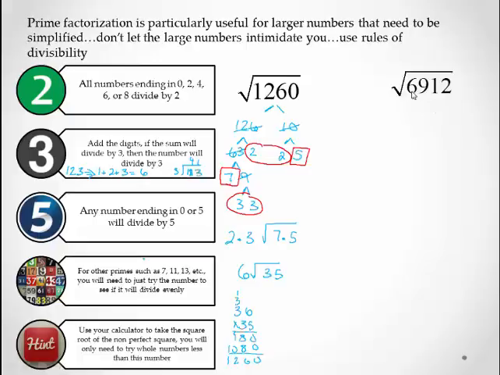6912. Now I'm going to add all these together and just check to see if it divides by 3. So 6 plus 9 is 15, plus 1 is 16, plus 2 is 18. So this number does divide by 3. It will also divide by 2. I'm going to go ahead and divide by 3. 3 goes into 6 twice, 9 3 times, 1 0 times, and 12 4 times. So I have 2304, which will divide by 2.